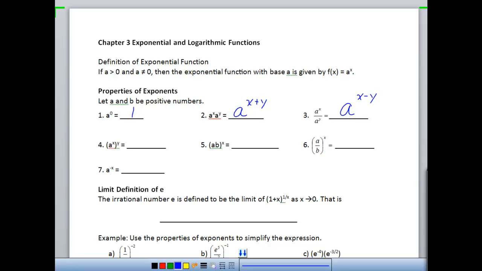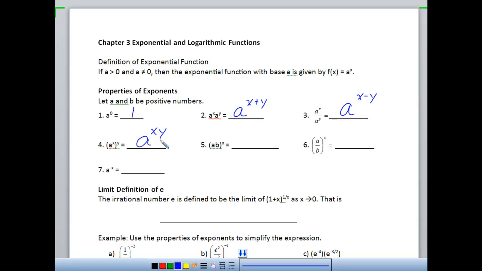And then we've got a to the x, to the y, is a to the xy. If we have an exponential expression raised to a power, then we can multiply those powers. Everybody clear on that one?